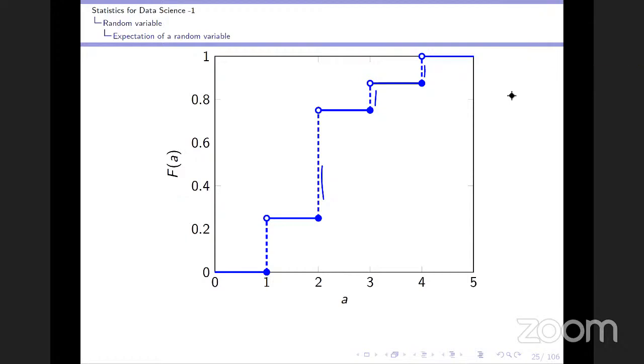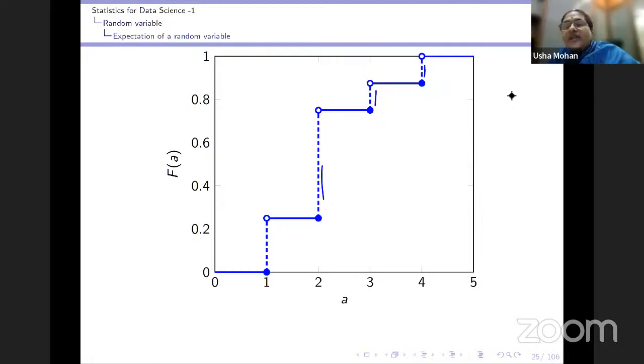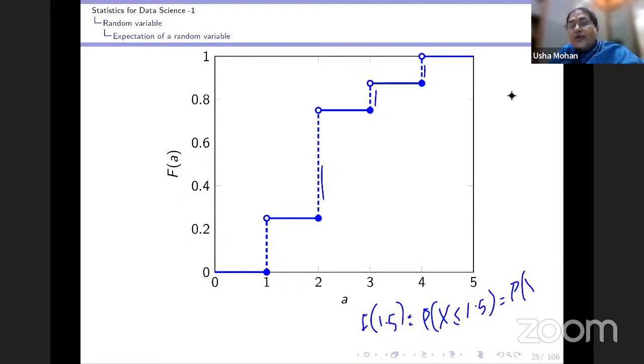Yes, ma'am. F of 1.2 is 0, but what about F of 1.5? See, F of 1.5 is probability X is less than or equal to 1.5, which would be probability X equal to 1. So where does 1.5 lie? 1.5 lies here, so the probability at 1.5 would be 0.25, which is 1/4.